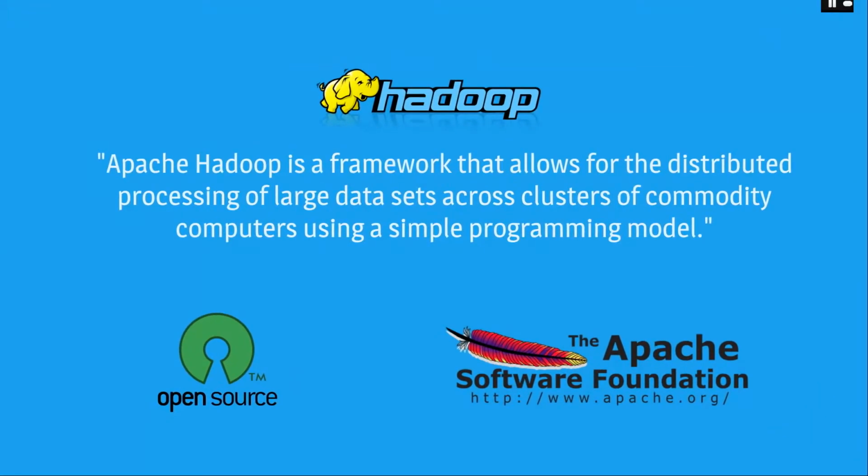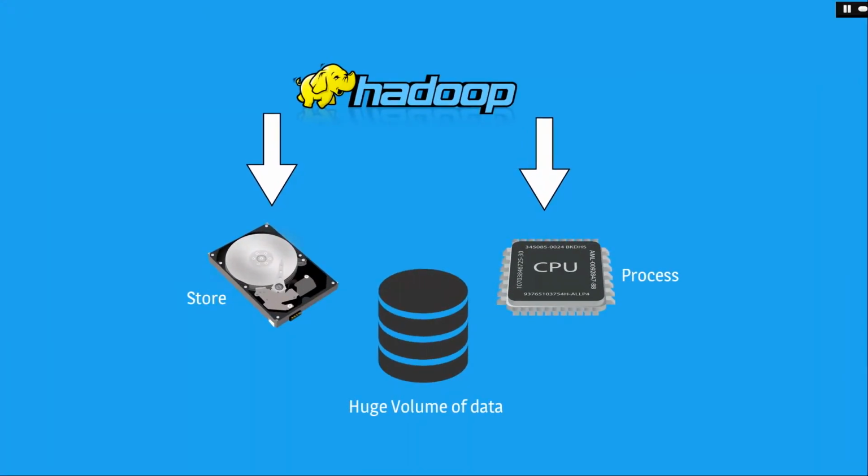To overcome these drawbacks of traditional systems, Apache Hadoop, an open-source framework, was developed by Doug Cutting and is managed by the Apache Software Foundation. Coming to the definition, Apache Hadoop is a framework that allows for the distributed processing of large data sets across clusters of commodity computers using a simple programming model. Hadoop is designed to store and process huge volumes of data efficiently.